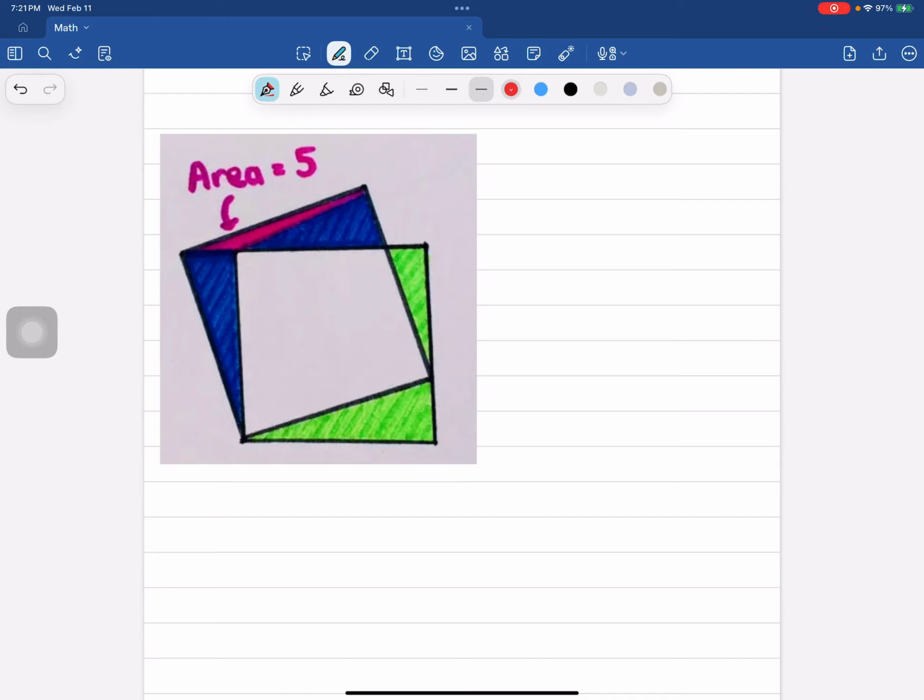So here's another question I found on the internet, and this one is quite harder. So here's 2 squared right here, 2 squared, 2 squared. And the question is, which one is bigger, the blue area or the green area, and by how much?